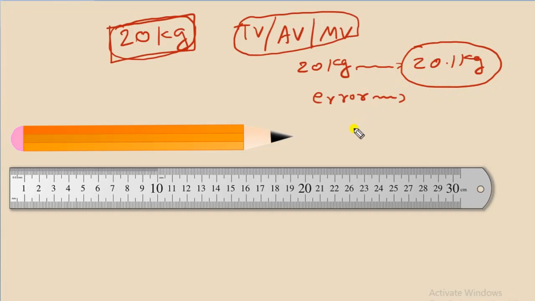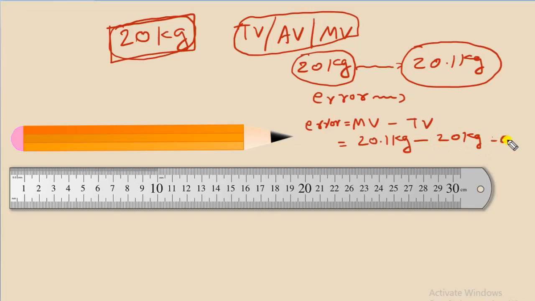The error is measured value minus true value. Always remember, the error associated with any measurement is measured value minus true value. Here the measured value is 20.1 kilogram because our instrument measured this value as 20.1 kilogram. When we subtract the true value, that is 20 kilogram, from it, we get the error, that is 0.1 kilograms. So in this case the error is 0.1 kilogram, and this error is positive, right?